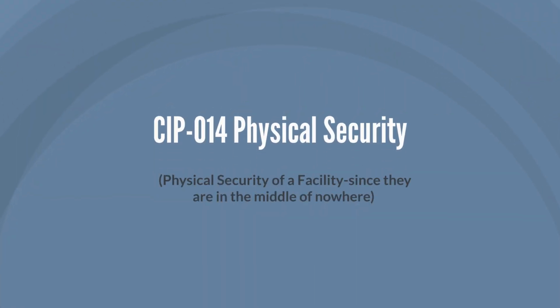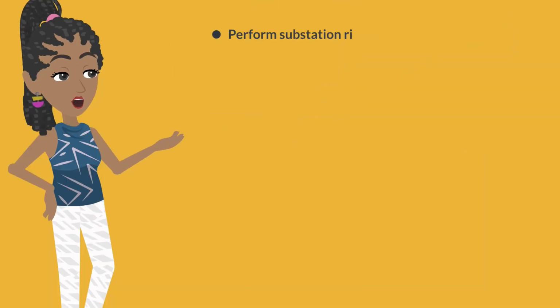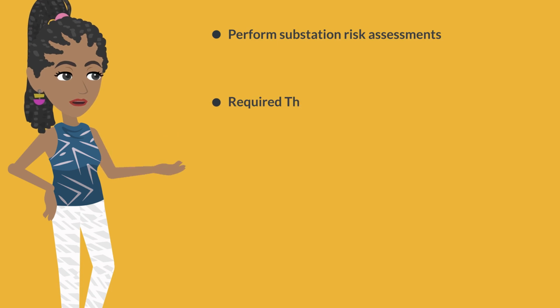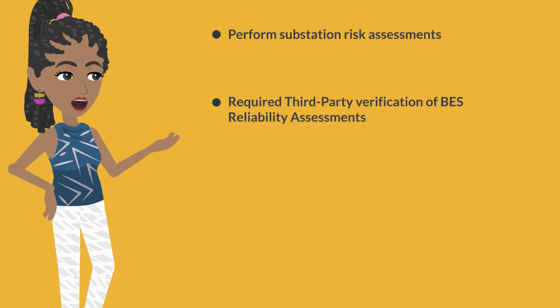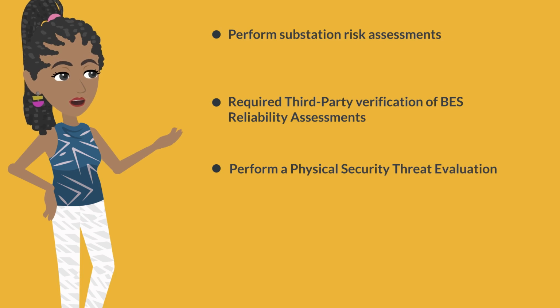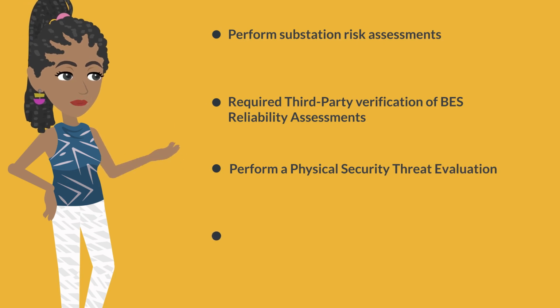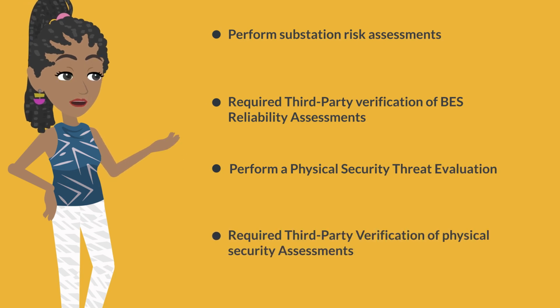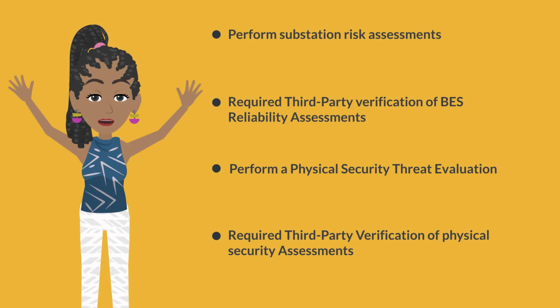CIP 14, Physical Security. Physical security of a facility, since they are in the middle of nowhere. Perform substation risk assessments. Required third-party verification of BES reliability assessments. Perform a physical security threat evaluation. Required third-party verification of physical security assessments. That is a brief summary of the NERC CIP standards.